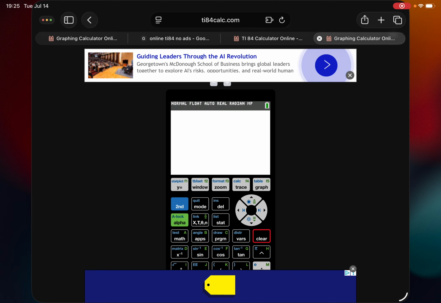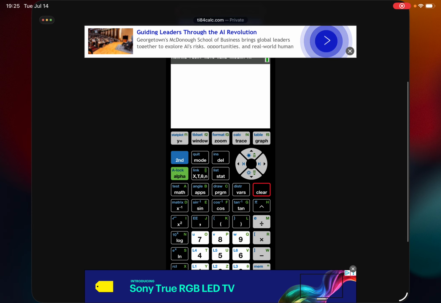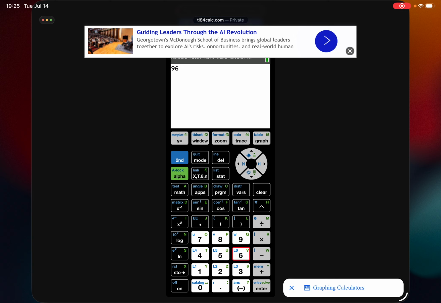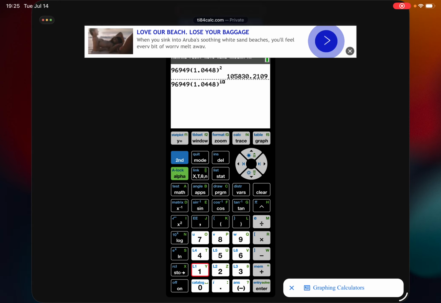Okay. So we have 96,949, and we're multiplying that by 1.0448. And we're raising that to the power of 2, because that's our new. We're going to do the same thing, so I'm just going to use my arrow go up to copy, and then we're going to hit enter to paste, but instead of that 2, I'm going to change that 2 to a 1 now, and hit enter.